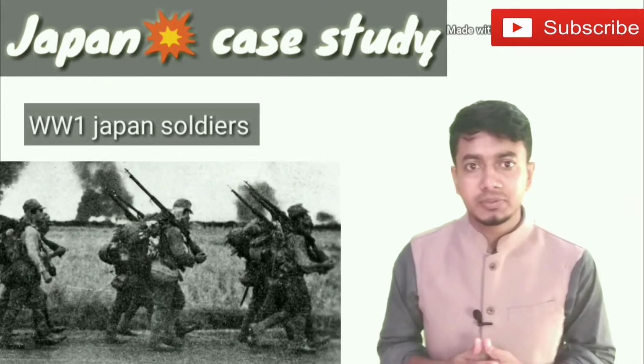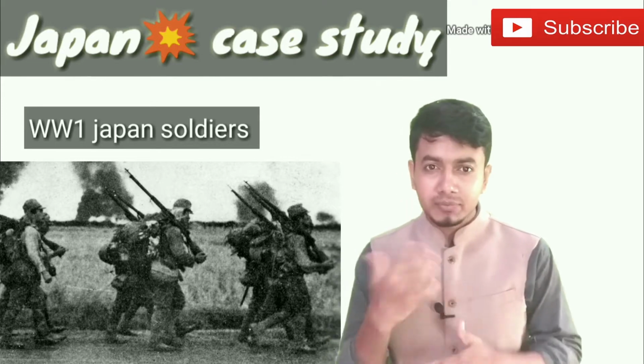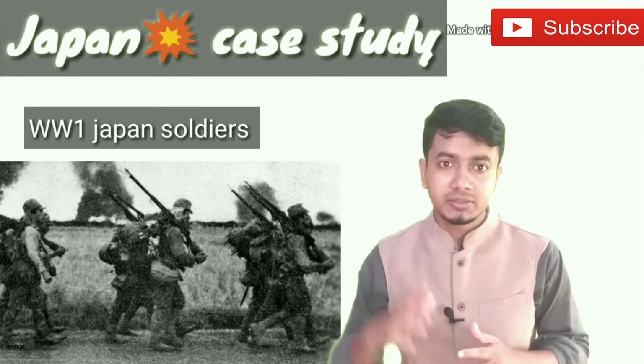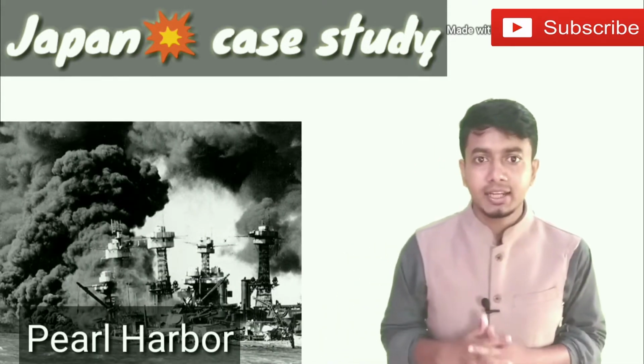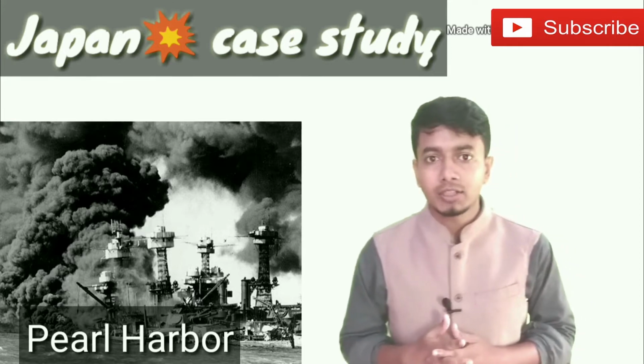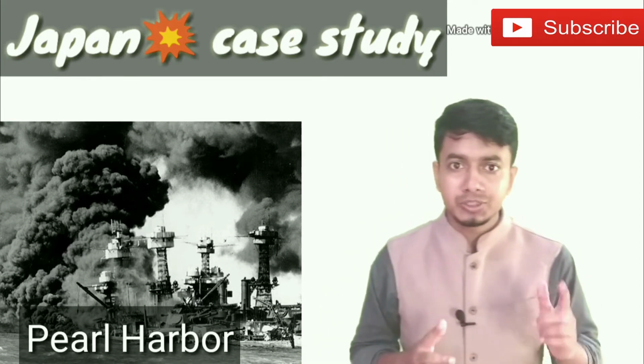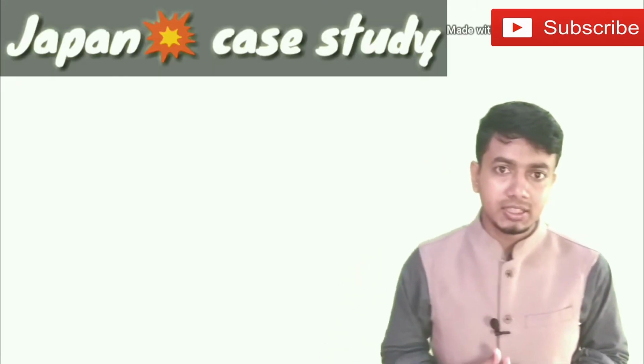So Japan attacked other countries. They participated in World War I. After that, they were a little bit tired, but participated in World War II and attacked Pearl Harbor. Then they made a very big mistake. When they attacked America in 1941, that triggered America to strike Hiroshima and Nagasaki.